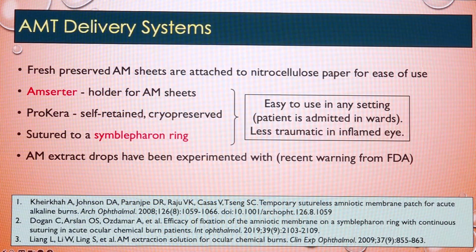So the delivery system says freshly prepared. We are attaching it to nitrocellulose paper for ease of use. Amsarter, Procera, these we can just use like a contact lens. So it helps in keeping it attached to the surface. Also, you can maintain the fondness along with it. And people have been experimenting with amniotic membrane extract drops, but there has been some regulatory warning from the FDA.